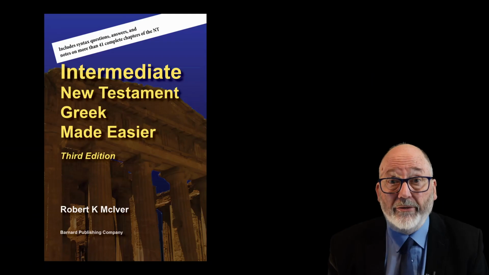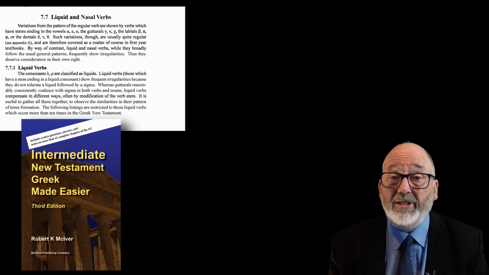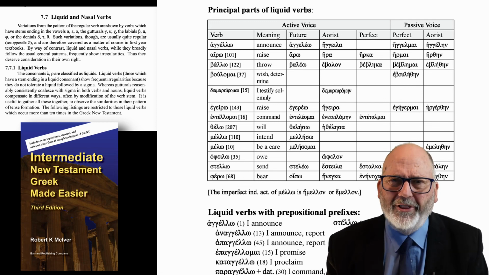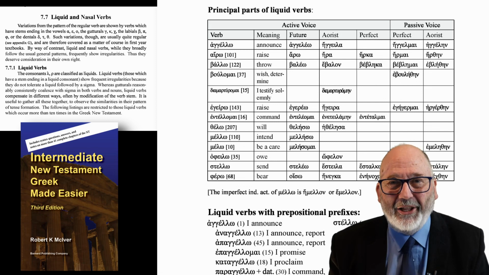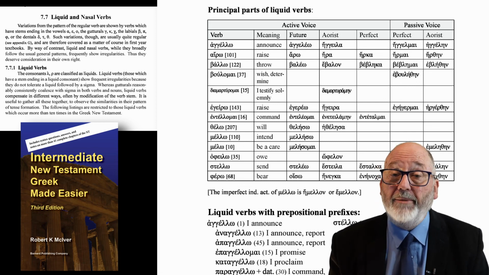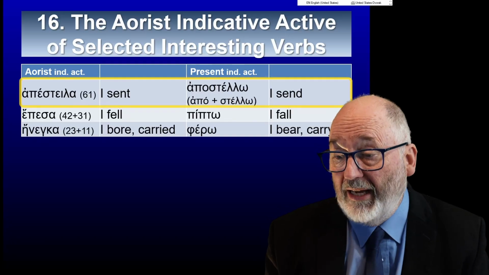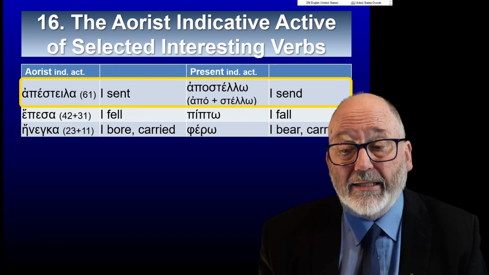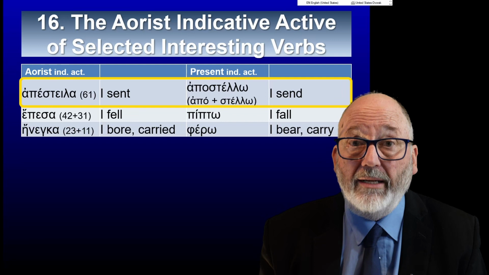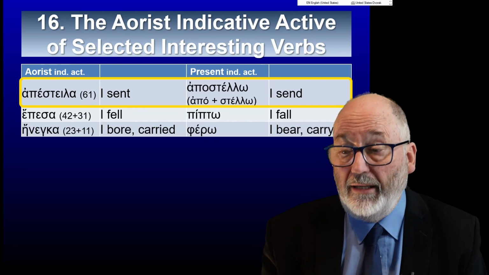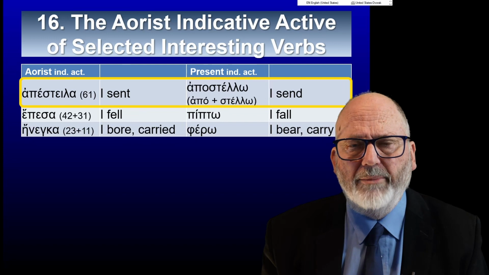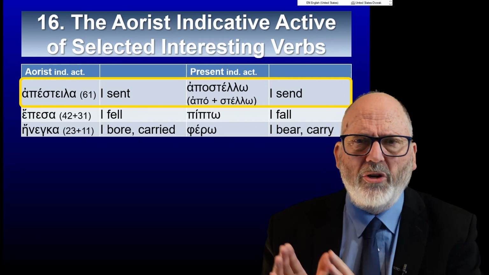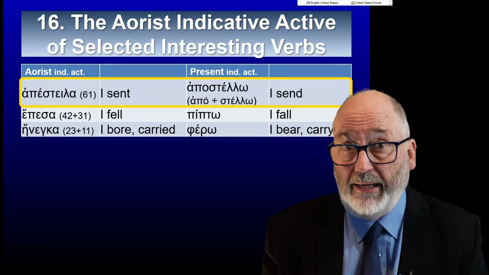And in my Intermediate New Testament Greek Made Easier, I've listed the principal parts of liquid verbs that are found in the New Testament. You can see that all of them have an interesting intolerance of a sigma, and avoiding the sigma makes changes in the verb. For example, ἀποστέλλω, which is apo plus stello, becomes ἀπέστειλα. So the epsilon, the e at the beginning of the weak aorist, is there, ἀπέστειλα, but stello has turned to steila, to avoid the sigma, but to show that it's the aorist, not the present tense.